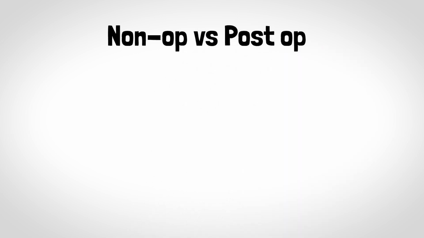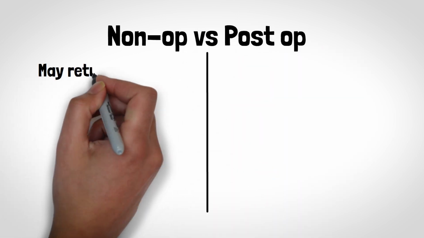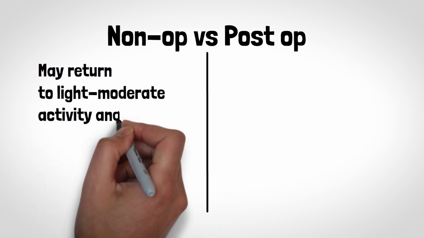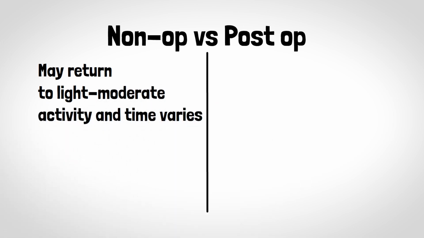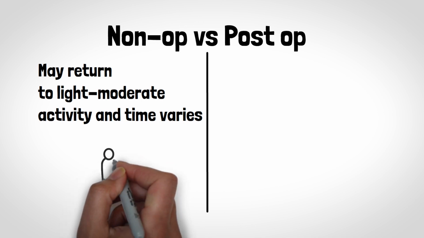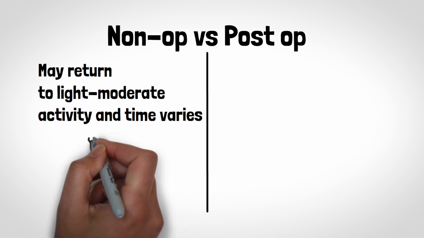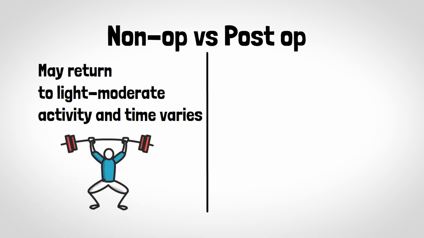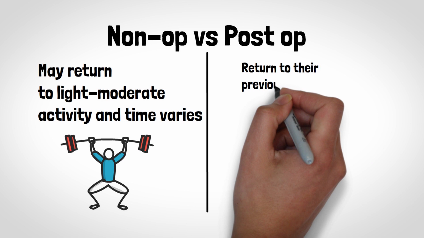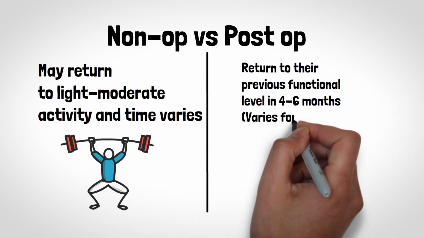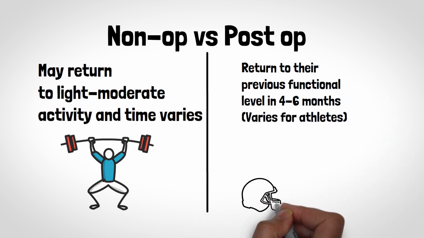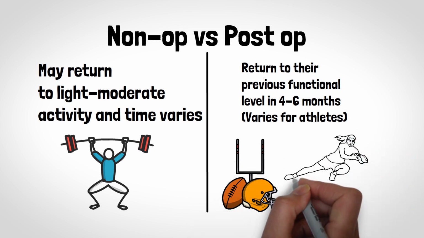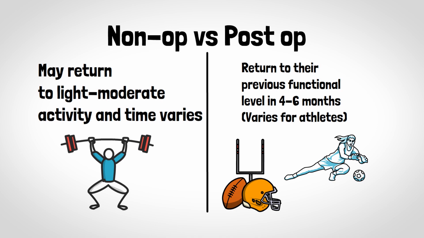All right, so what about the outcomes? The outcomes are different between non-op and operative. Non-op, you have the possibility of return to light and moderate athletic activities without surgery from an aggressive strengthening program, depending on the patient. So this one can vary in time, depending on what they want to go back into. When you have surgery, their functional level can be returned in 4 to 6 months, and this depends on the athlete and what sport they're playing. But textbook wise, you have 4 to 6 months of return.